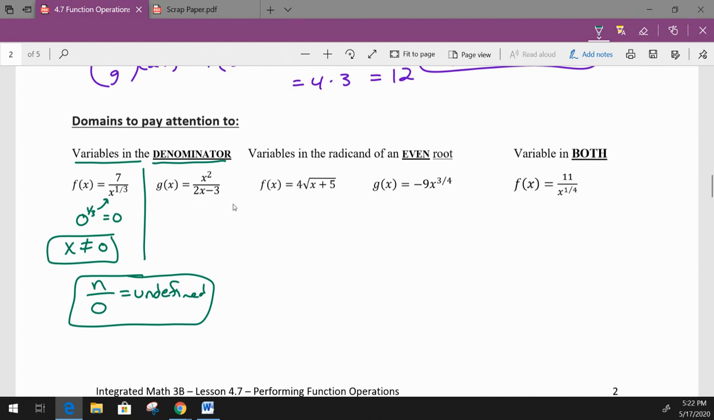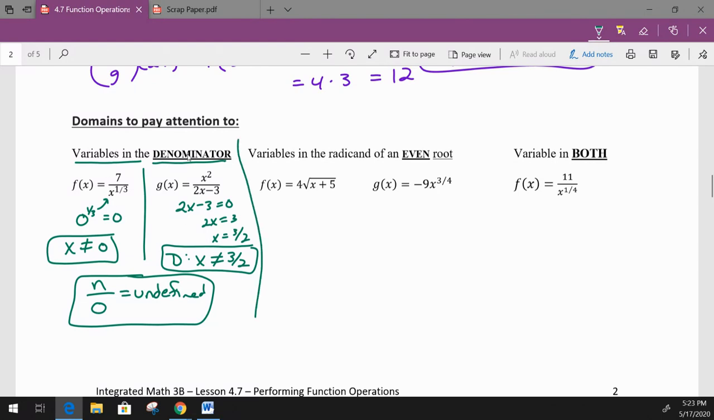Well, if you take that denominator, 2x minus 3, and set it equal to 0 and solve, you would add 3 and divide by 2. So 3/2 would actually be the value that would make the denominator equal to 0. So you would say then the domain would be any x value that is not equal to 3/2.